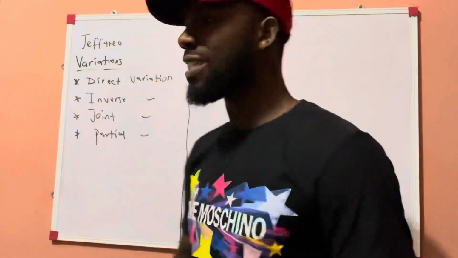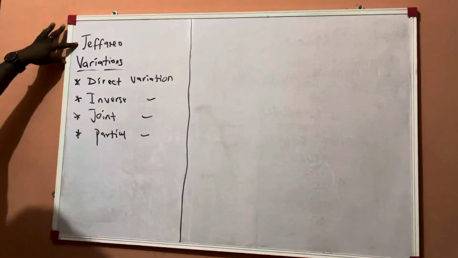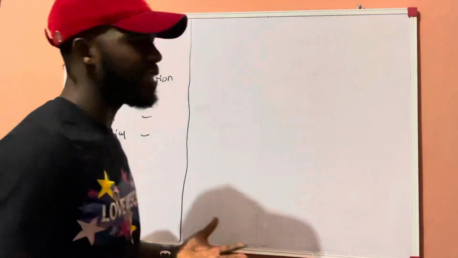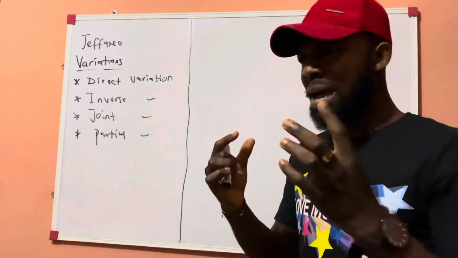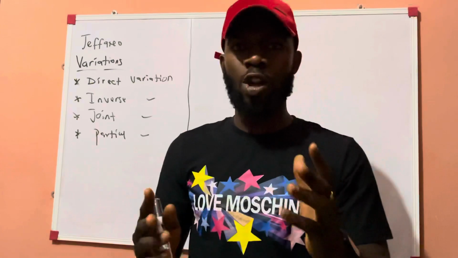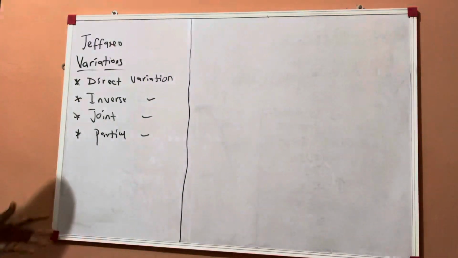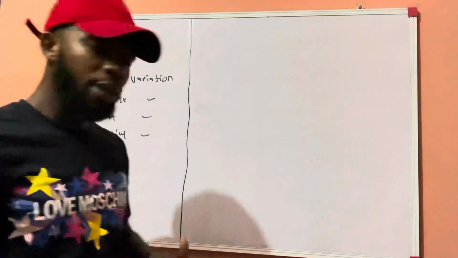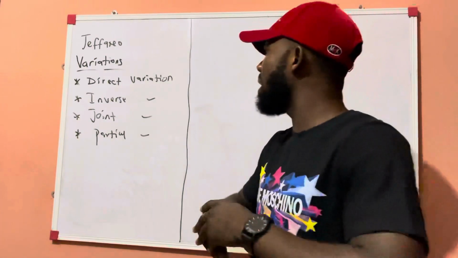It is your presenter, Jefferson, and today on the board we have a new topic known as variation. Now, this is a topic most students find difficult to understand. Variation, as the name implies, talks about how something varies, how things relate to each other, how they differ, how they are related. Naturally, variation shows the relationship between two or more quantities, or two or more variables. It determines how they are related.